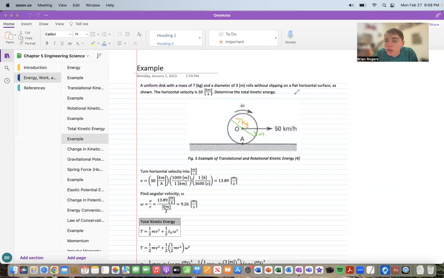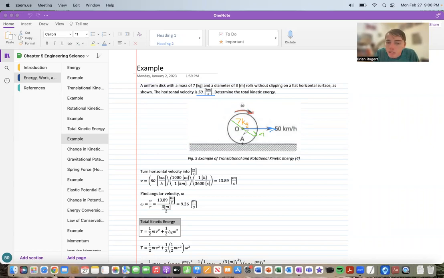Rolls on without slipping on a flat horizontal surface as shown. So it's rolling along here. So we can see they show the rotational and it is moving with a velocity of 50 kilometers per hour, I believe. And so what we're going to determine is it's moving along the x-axis at 50 kilometers per hour.